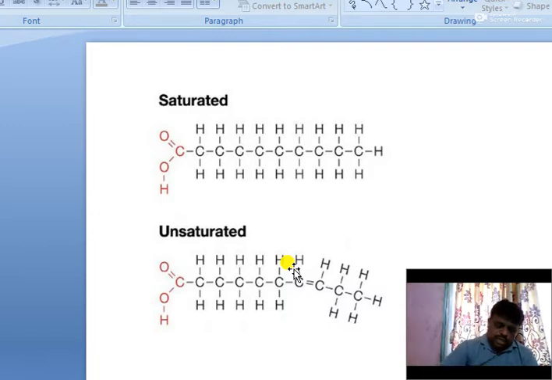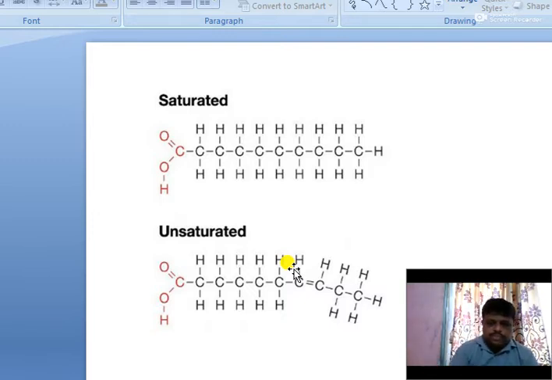So by this process, unsaturated fatty acids, it means the liquid fatty acids, are converted into the solid by adding the hydrogen. And the classical example of this one is the vanaspati ghee. So vanaspati ghee is a classical example of the unsaturated fatty acid which is converted into the solid form by adding the hydrogen. So this is simply regarding the simple lipids.